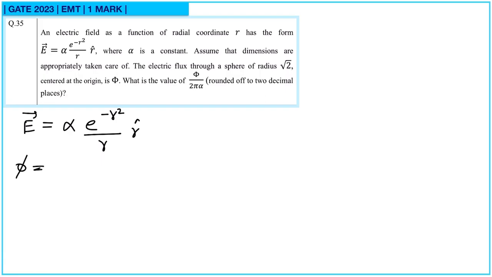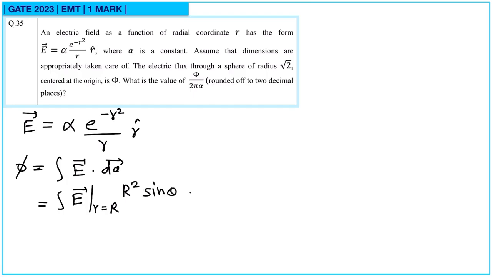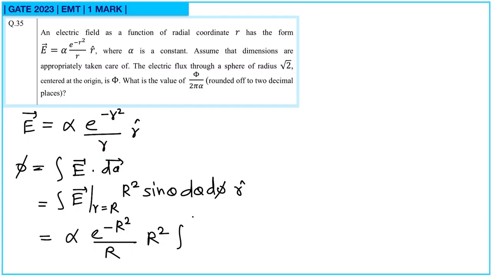Now flux is equal to the surface integral of E bar. So this will be equal to, now we will write here the value of E bar, where we will substitute r is equal to that radius, and dA will be r square sine theta d theta d phi r cap. So the product of these two will be alpha e raised to minus R square upon r into r square, and this is integration over theta and phi.